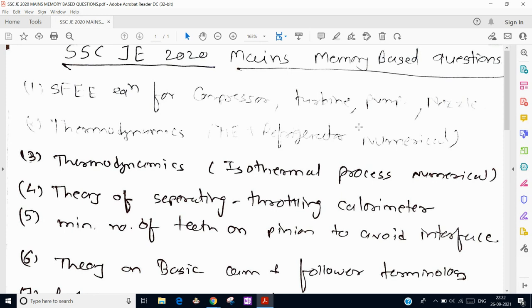Here I can see that the first two questions are not visible properly, so I'm reading them out for you. The first question was on the steady flow energy equation. We have to write what the general steady flow energy equation is. Then we have to reduce and simplify it with valid assumptions for compressor, turbine, pump, and nozzle.